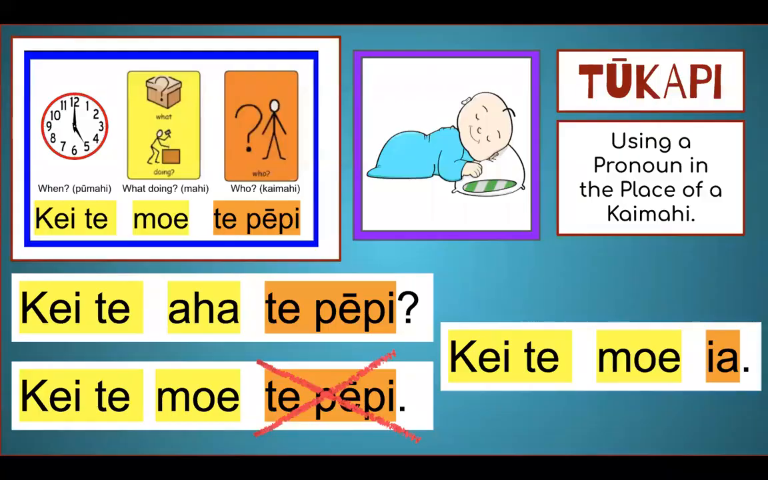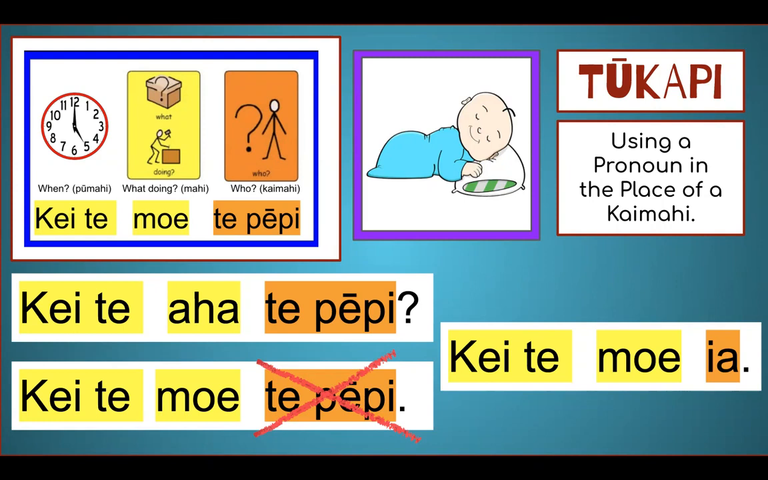Here we have a little demo on how to use a pronoun in the place of a kaimahi. I'm going to use this rere mahi poro as an example. Kei te moe te pēpi, the baby is sleeping. Let's have a look at the question. If someone were to ask, kei te aha te pēpi, what is the baby doing? You probably wouldn't say the baby is sleeping. The main reason is because it sounds repetitive and a little bit unnatural. You already know you're talking about the baby, so you would most likely say he or she is sleeping.